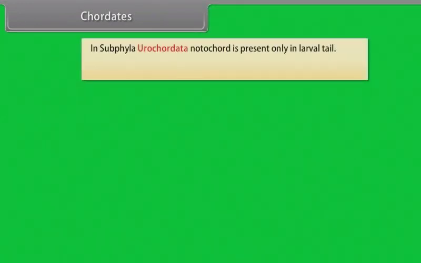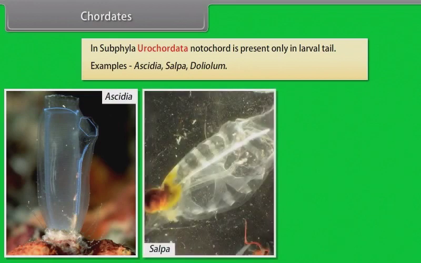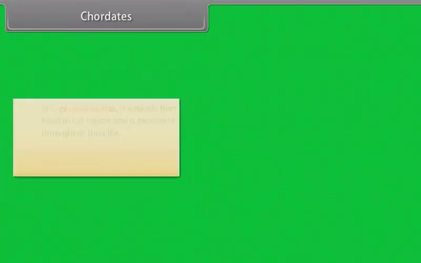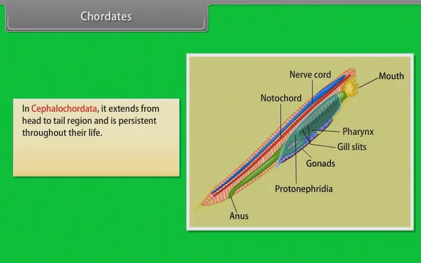In subphylum Urochordata, notochord is present only in larval tail. Example: Ascidia, Salpa, Doliolum. In Cephalochordata, it extends from head to tail region and is persistent throughout their life. Example: Branchiostoma, Amphioxus and Lancelet.